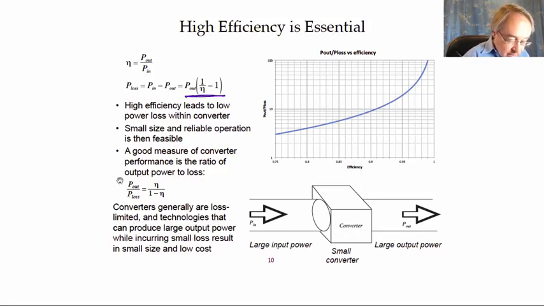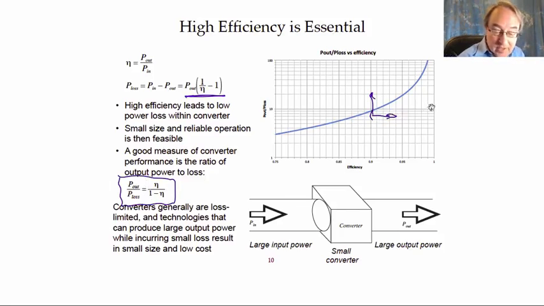So a measure of how good the converter technology is really is the ratio of the output power to the loss. And here it's expressed in terms of efficiency. We can solve for this quantity, and it turns out to be efficiency divided by 1 minus efficiency, and it's plotted here. And so you can see that even increasing the efficiency by a few percent can increase the ratio of output power to loss substantially. And so our goal is to produce efficiencies that approach 1, which makes the ratio of output power to loss approach infinity.